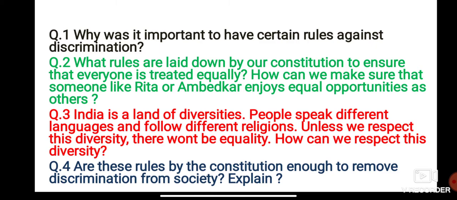Let me explain question number 3. India is a land of diversity, as we all know. In India, people speak different languages and follow different religions, and unless we respect this diversity, there won't be equality. That is for sure. So how can we respect this diversity?